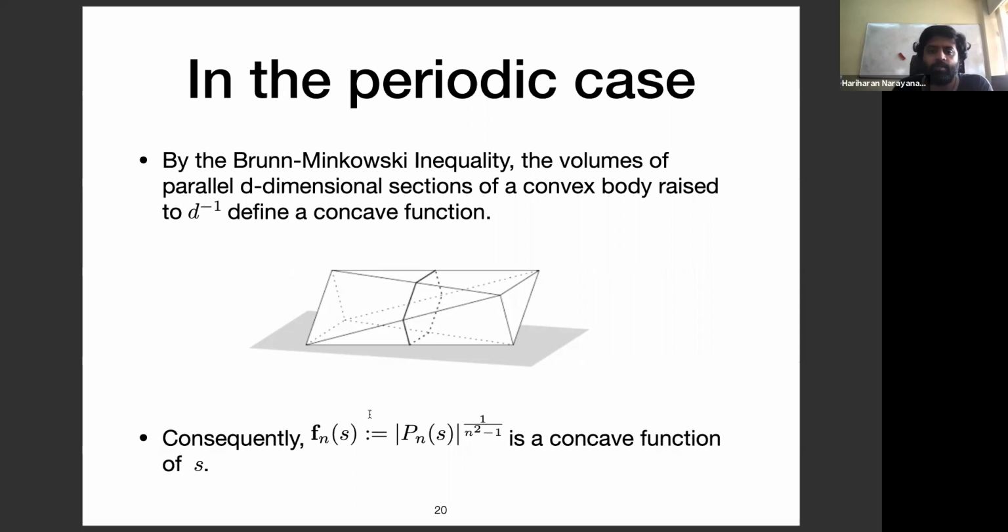So consequently, this is the reason that Pn of S to the 1 by n squared minus 1 is a concave function. Suppose for example this is Pn of S prime, and this is Pn of S double prime. Then if I take the Minkowski average of these two, the polytope here will contain the Minkowski average, and hence be concave because of the Brunn-Minkowski inequality. So that's essentially why this Fn of S is a concave function of S.